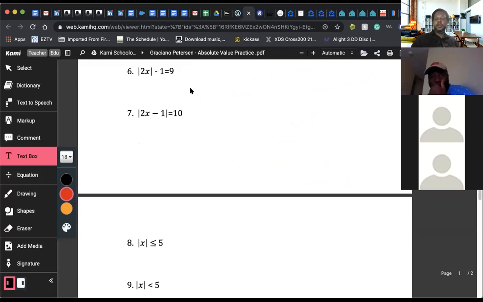What do we do? Yeah, for number 6, absolute value of 2x minus 1 equal to 9. I divide both sides by 1. Yep, so I have to add 1 to both sides. Okay. Now you have 2x is equal to 10. Okay, great. So now you have your absolute value isolated. So you know that you have a positive solution. That means you have two solutions. Okay, great.